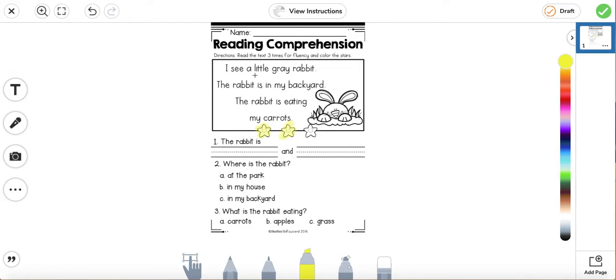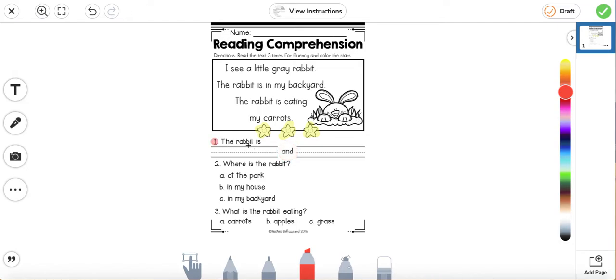I see a little gray rabbit. The rabbit is in my backyard. The rabbit is eating my carrots. Colored the last star. So let's go ahead and let's answer these questions.